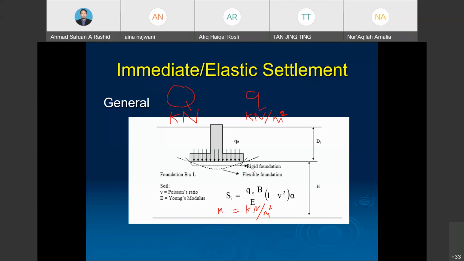Okay. So kilonewton per meter square. Then B, B meter lah kan. The width, the breadth of the foundations. So meter. Then kita divide dengan E. E ni apa? Yang modulus kan? Yang modulus apa unit yang modulus? Ada unit tak? Cepat. What is the unit for the young modulus? Awak dah belajar material kan?